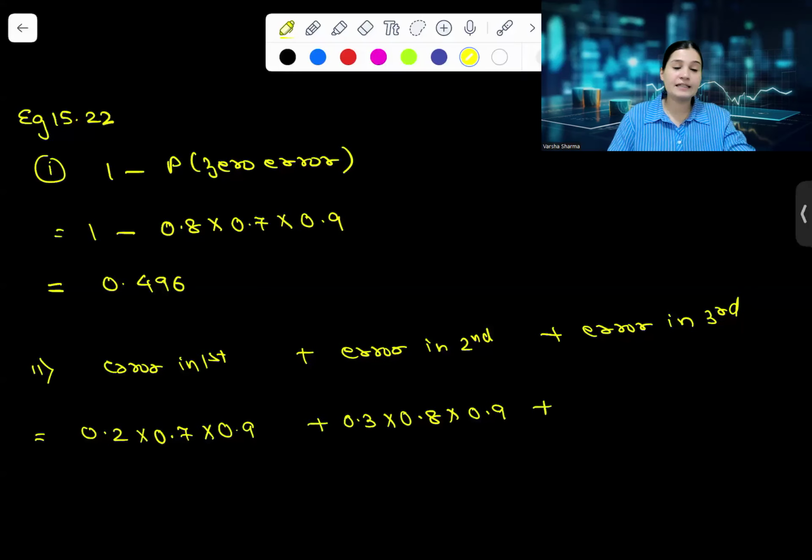And next case, error in the third. I'm making an error in the third one, 0.1. That means in the first and second I'm not making an error. First one no error, 0.8. Second one not making an error, 0.7. Calculate. 0.374.